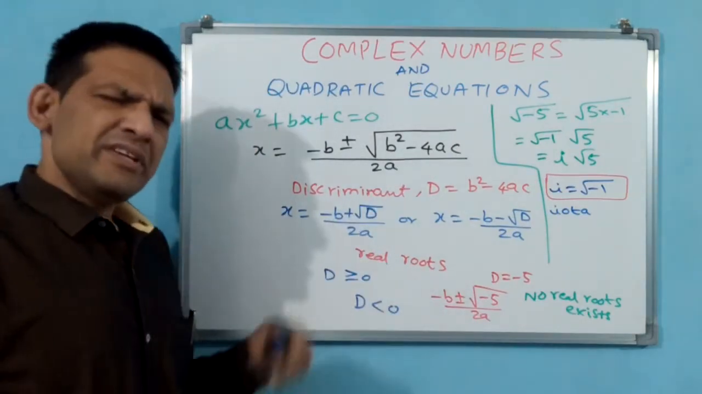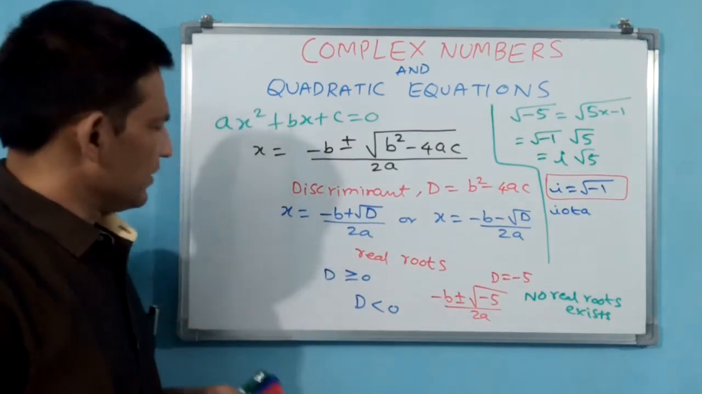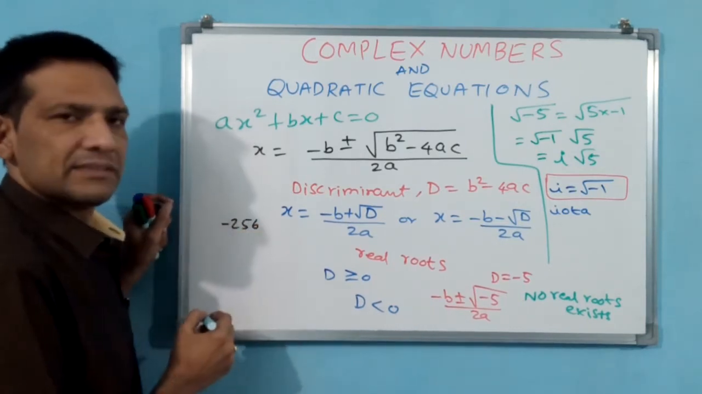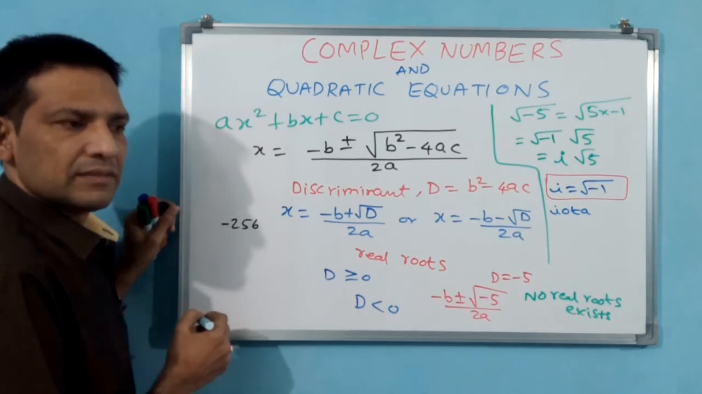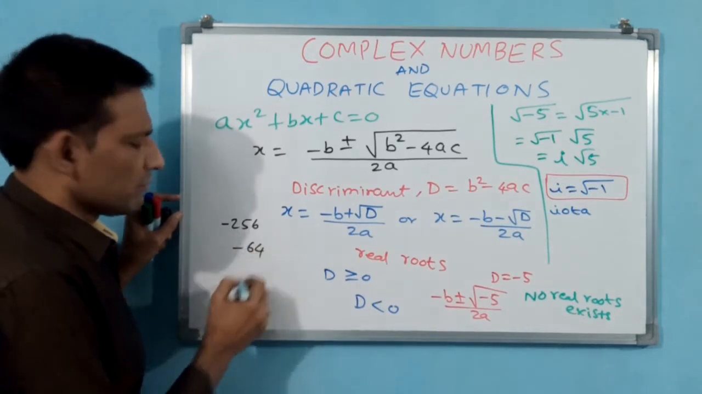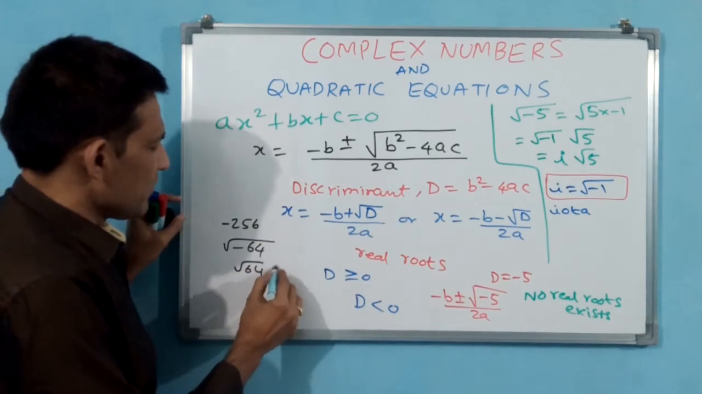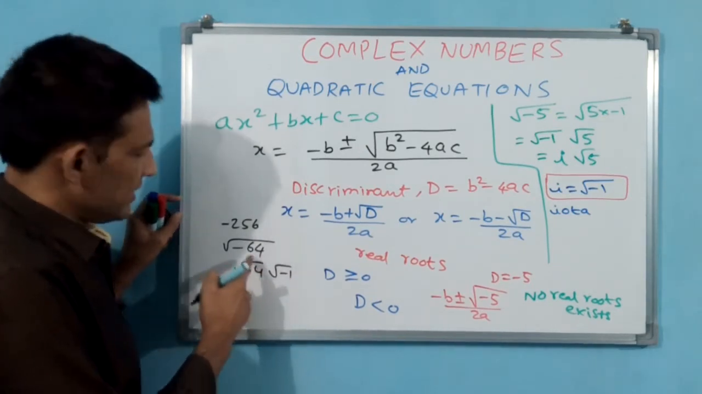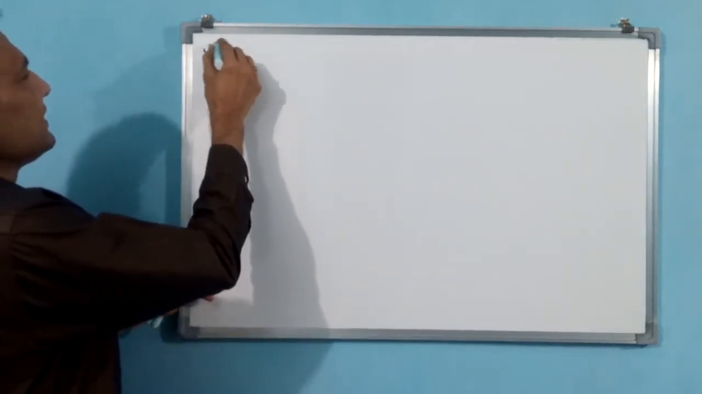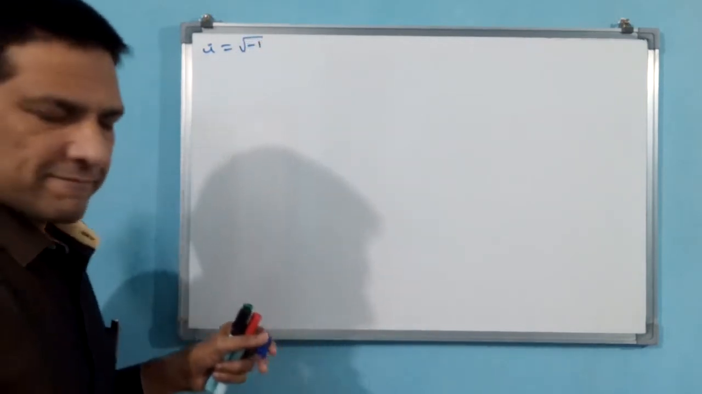With this concept, any number you can bring in i form. Say 256 minus 256, or else you say minus 64 under root. What you can do, you can write 64 into minus 1 like this. Okay. We want to know that i is equal to square root of minus 1.